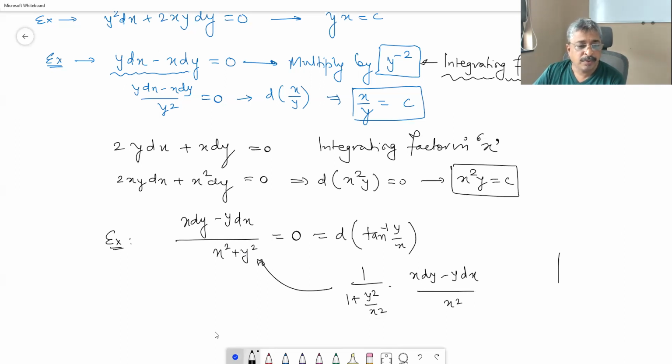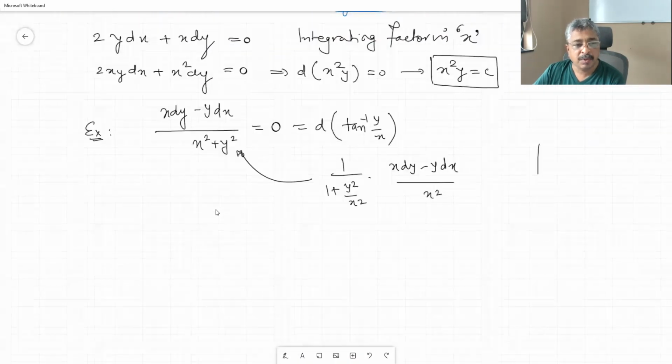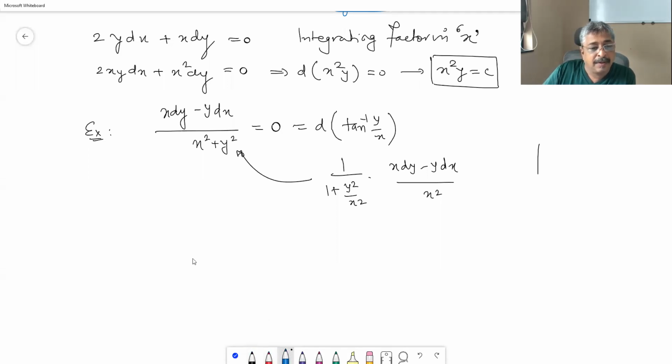Let me give you one more because we are discussing the same and then move on. (x dx plus y dy) divided by x square plus y square.